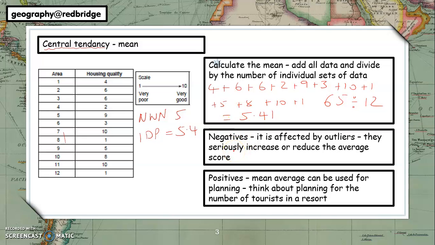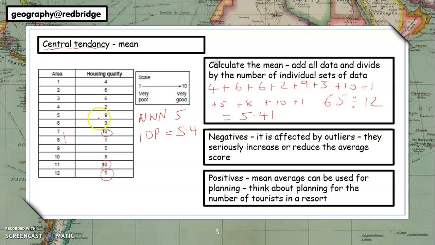Now, you'll notice I've put a positive and a negative. Let's look at the negative first of all. The negative is that the mean can be really severely affected by what we call an outlier. So we know the average here is 5, but we also know that this 10 here and this 10 here and this one here are going to really bring the score either up or down. They're right at the ends of this spectrum.